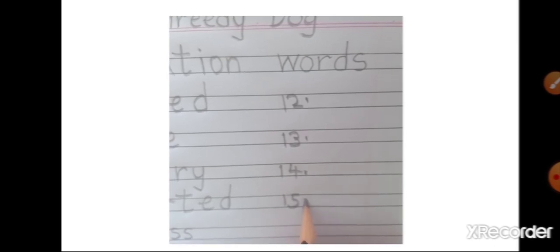Now after 11th, 12th word, you have to start from here. So write the numbers here. 12, 13, 14, 15, 16, 17, 18, 19 and 20. Write the numbers like this from 12 up to 20.